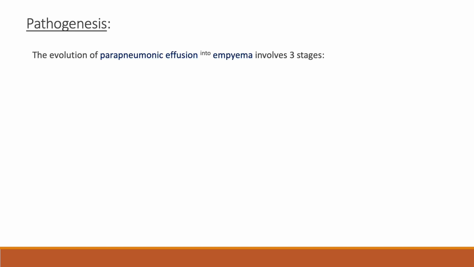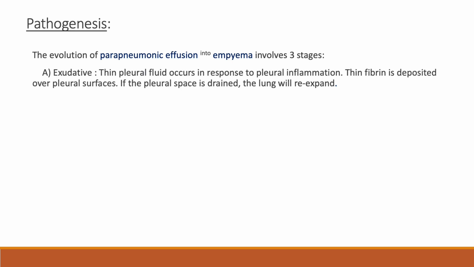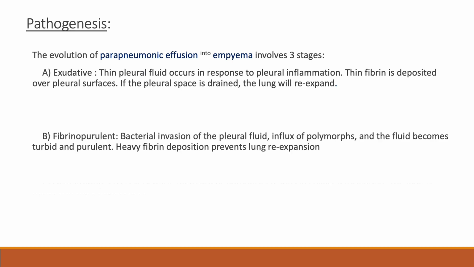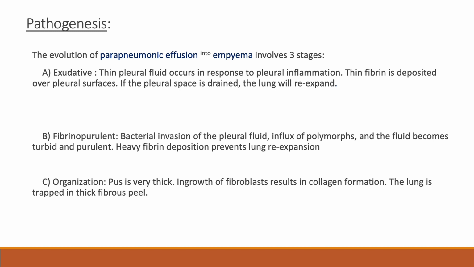The pathogenesis: first there is the parapneumonic effusion, and then it will progress through 3 stages. Initially, there will be an exudative stage, and at this stage, there will be a thin pleural fluid due to increased pleural permeability and inflammation of the pleura, and thin fibrin is deposited in the pleural space. This means that if the pleura is drained, the lung is able to re-expand because it's very early and this is not a thick, purulent collection.